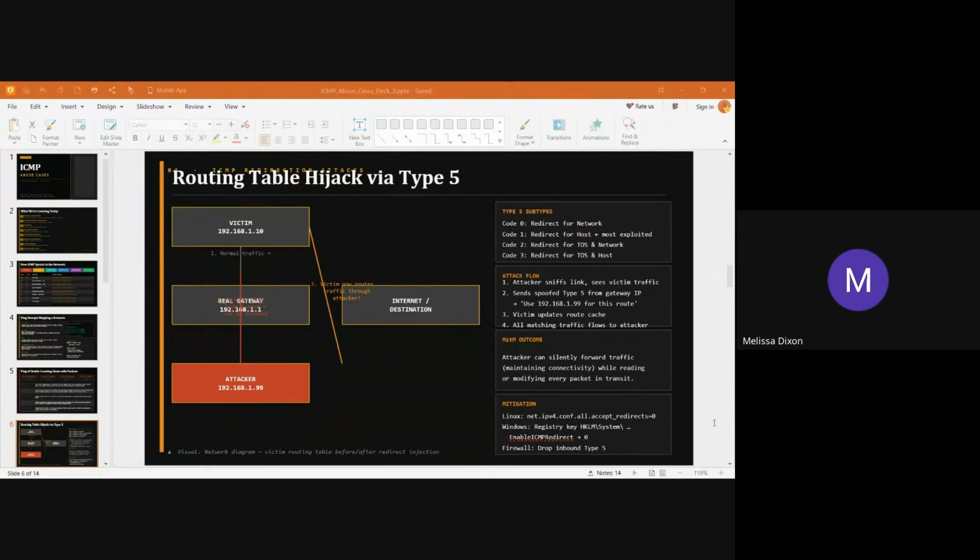So how would you detect this without an IDS? Do you guys know? Any thoughts on that one? How you can detect it without an IDS? No ideas on that? No thoughts?